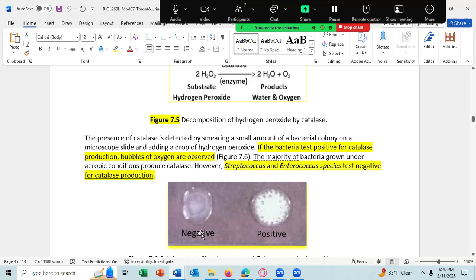Most bacteria that grow in the air have the enzyme catalase, and so they will be catalase positive. However, members of the Streptococcus family and the Enterococcus family grow in the air, but they are catalase negative.